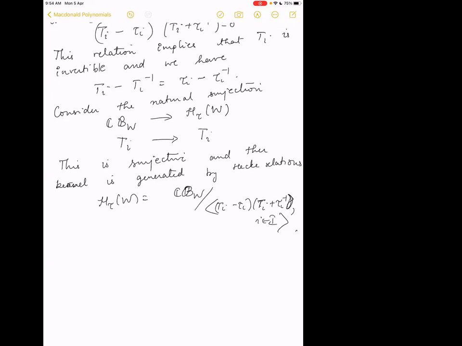So we want to construct, corresponding to the affine and the extended affine Weyl group, the corresponding braid groups, which will be the affine braid group and the extended affine braid group.